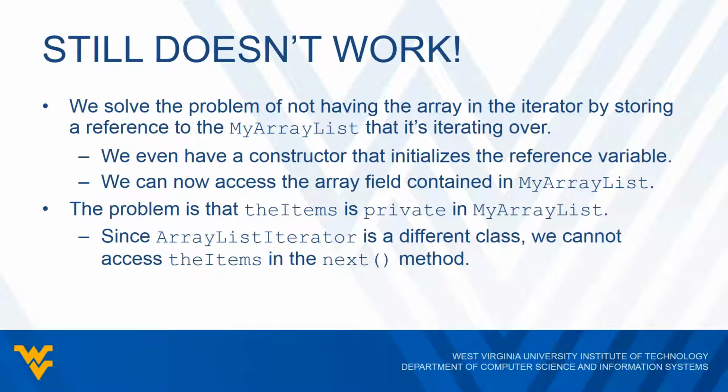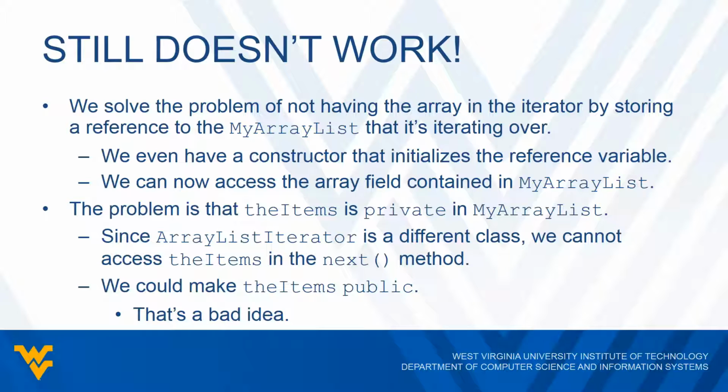And because ArrayList iterator is a different class, it's outside of the myArrayList class. That means that any private variable in myArrayList cannot be directly accessed. So we cannot directly access the items in our next method. Because it is a separate, outside class, we're not allowed to access it. Now you might think, well, we could make the items array public, couldn't we? Yeah, we could, but when is that ever a good idea? We always say make variables private, or at least protected. But this is a bad idea to make it public, so this doesn't work.